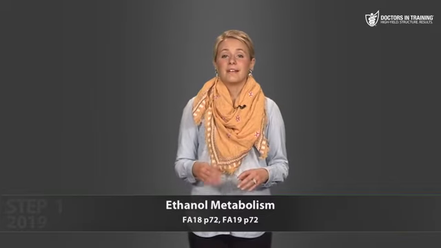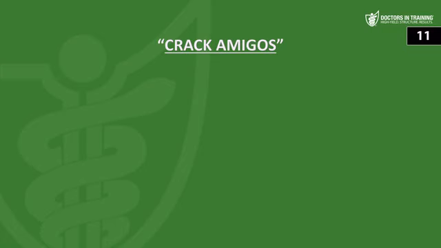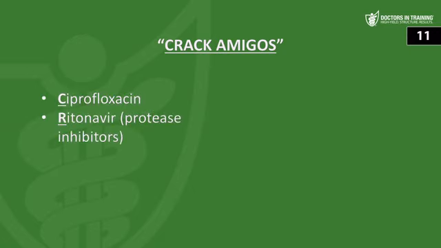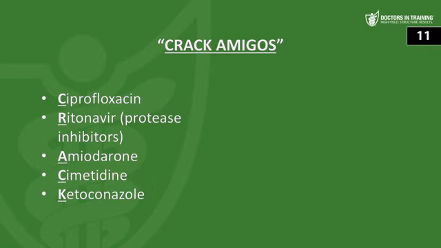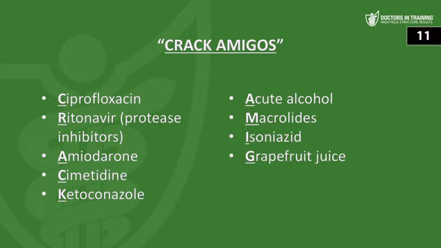Now, list the 11 inhibitors of cytochrome P450. For the inhibitors, our mnemonic was crack amigos or pick eggs. These stand for ciprofloxacin, ritonavir and other protease inhibitors, amiodarone, cimetidine, ketoconazole, acute alcohol use, macrolides, isoniazid, grapefruit juice, omeprazole, and sulfonamides.